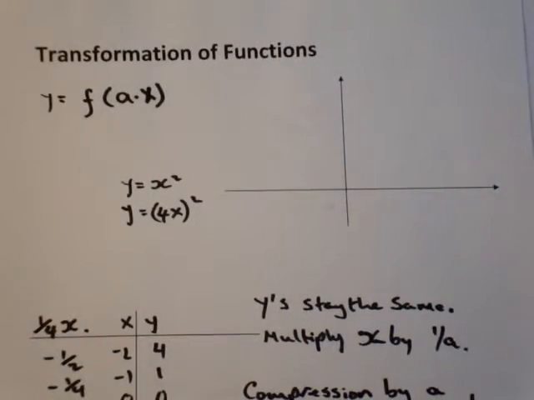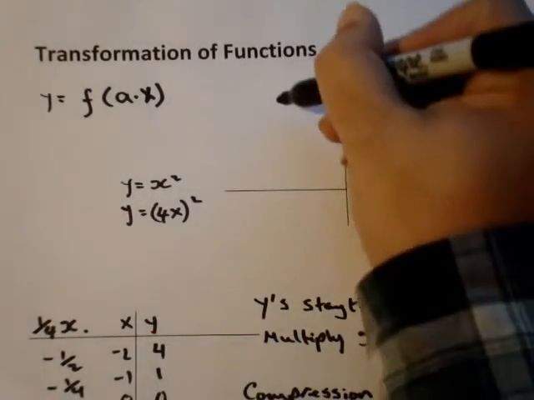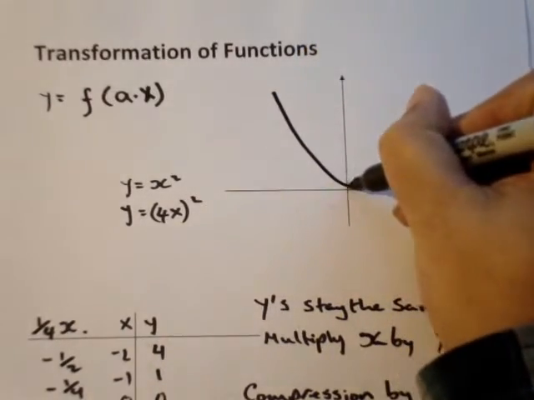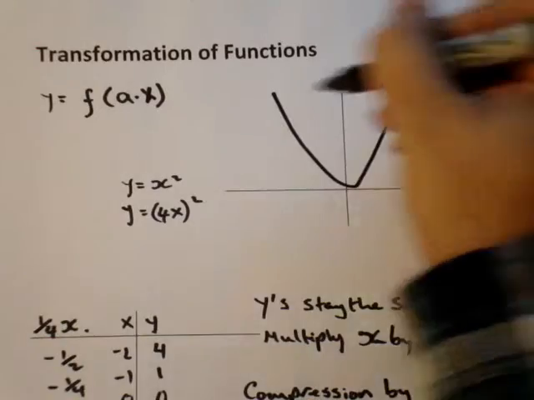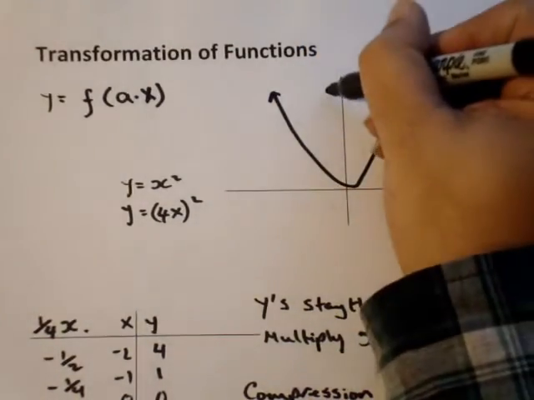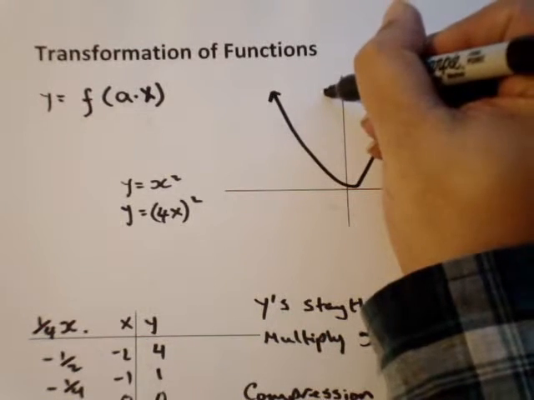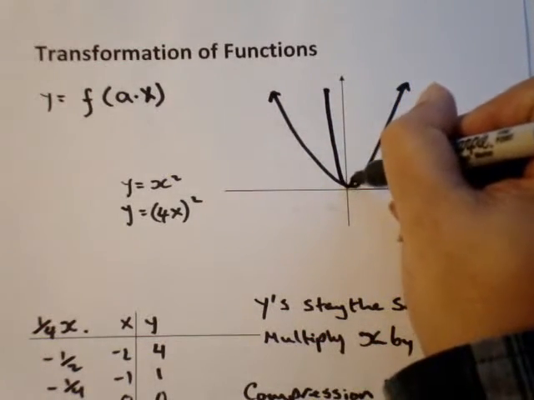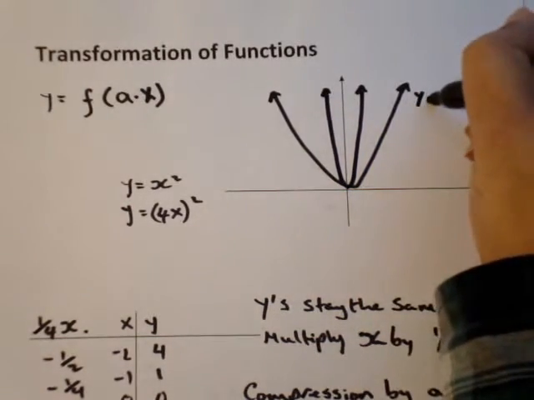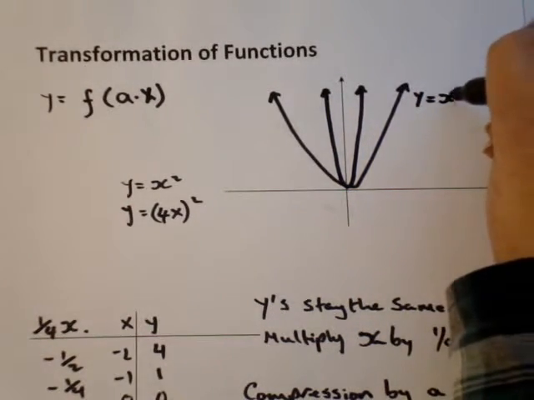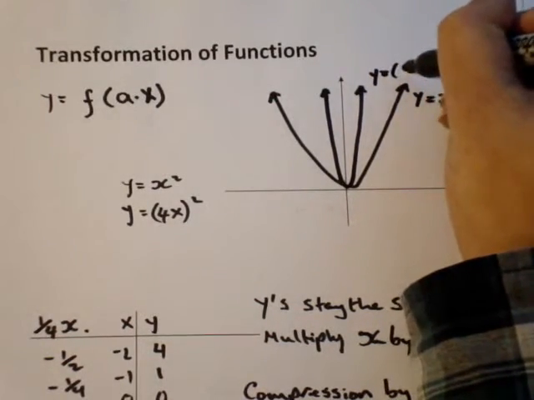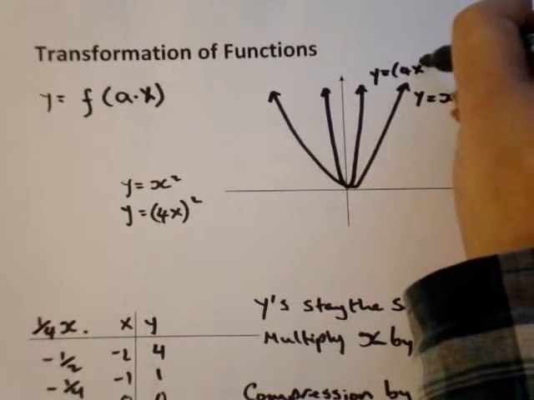Looking at this transformation on our graph, a quick sketch, we'd have our original parabola y equals x squared like so, and then this compressed graph would be going through 0, 0 and up like so. So this is y equals x squared, and this is y equals 4x squared.